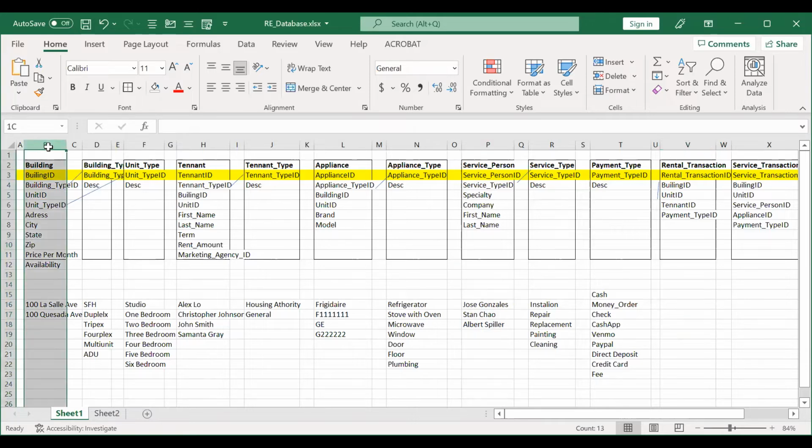So this would be an example of one type of table. This would be an example of a second type of table. And this is an example of a third type of table. Okay, I hope it's clear, because when you build a relational database, you would have all three types.